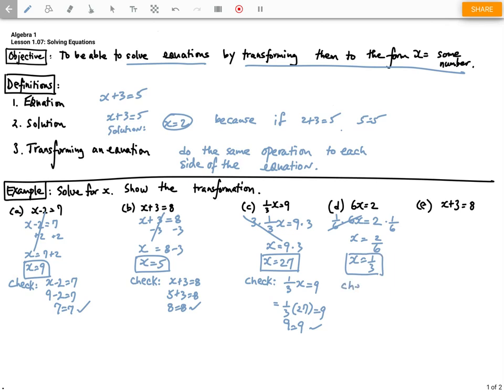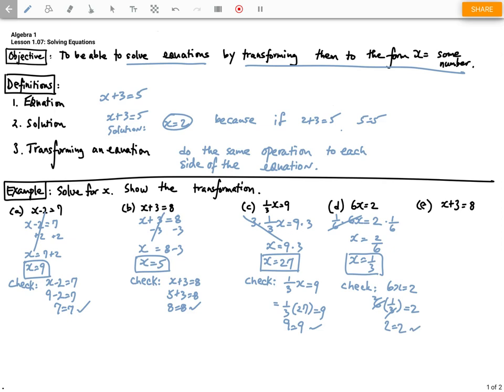Let's check. 6x equals 2. So 6 times 1/3 equals 2. So 6 divided by 3 is 2. So 2 equals 2. So yes, it works out.